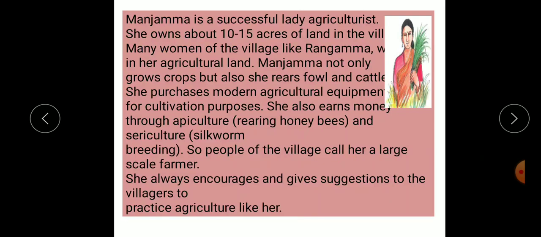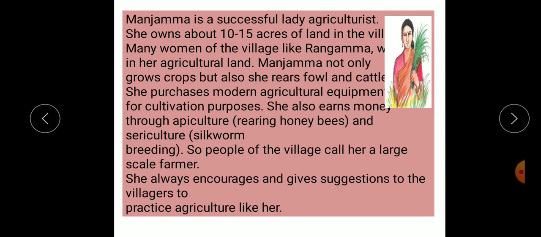Manjamma is a successful lady agriculturist. She is very rich because she owns about 10 to 15 acres of land in the village. Many women of the village, like Rangamma, work on her agricultural land. Manjamma not only grows crops but also rears flocks and cattle, meaning sheep, goats, cows, buffalo, etc. And she purchases modern agricultural equipment for cultivation, like a tractor, harvesting machine, cutting machine, etc. She also earns money through apiculture.